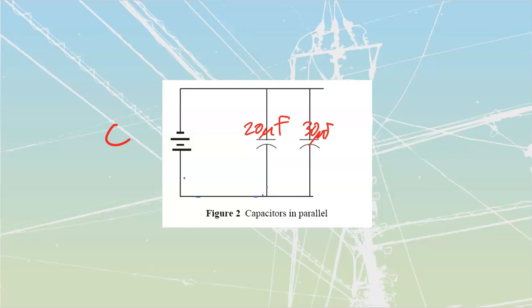Example number 4 says what value of capacitor must be placed in parallel with a 60 microfarad in order to get a grand total of 90. So if we already have one, that's going to be a 60 microfarad over there. And we're looking for a grand total of 90 out of just 2 capacitors.